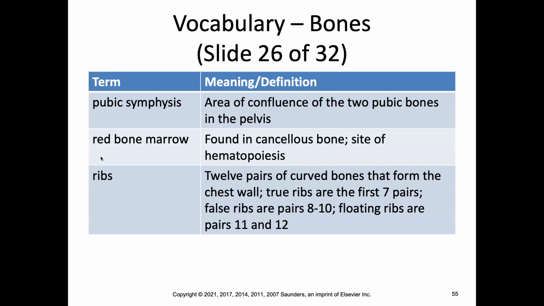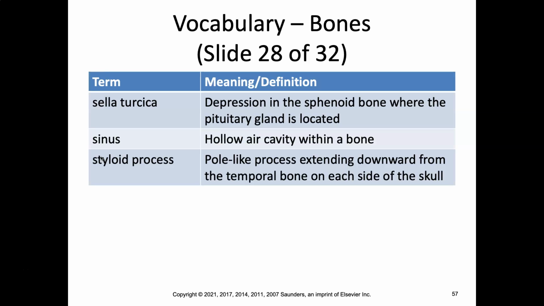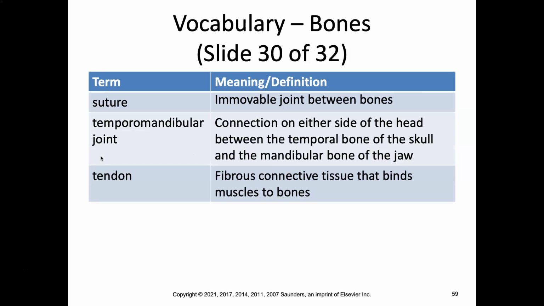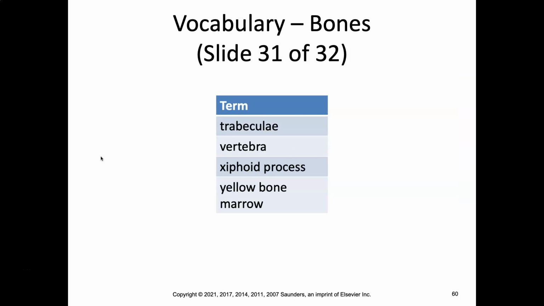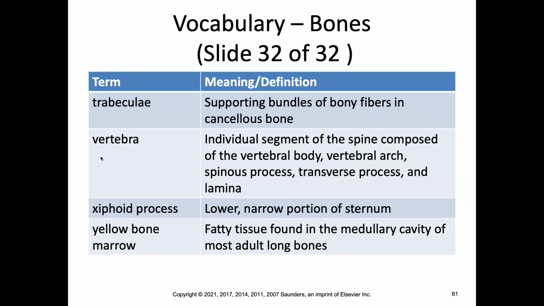You have pubic symphysis, red bone marrow, and ribs. Sella turcica, sinus, styloid process. Suture, temporomandibular joint, and tendon. Trabeculae, or trabeculae, however you want to pronounce that. Vertebra, and the plural is vertebrae. It has an E on the end. Your xiphoid process, yellow bone marrow.